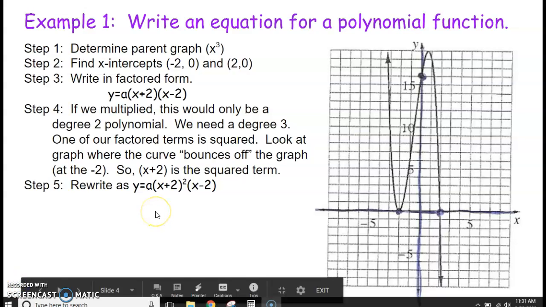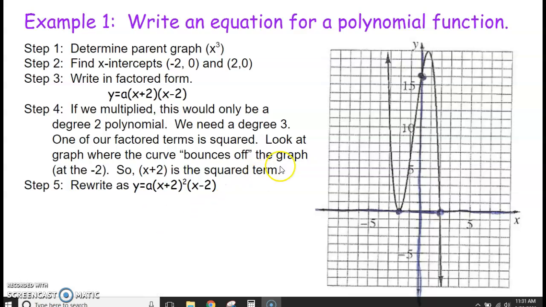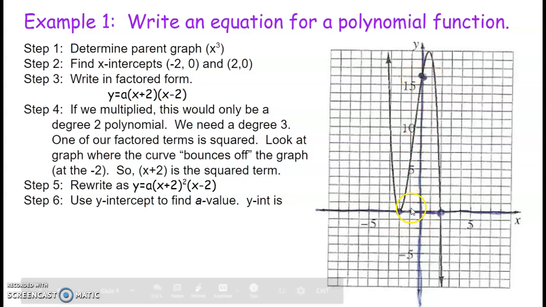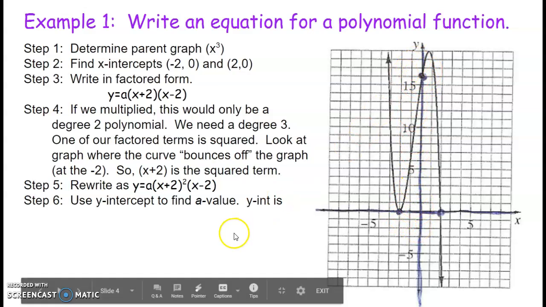So the next thing we're going to do is find the a value. To find the a value, we need to take a point that's on the graph that is not one of the x-intercepts. And a lot of times the best thing to use is the y-intercept. So in this case, here's our y-intercept, left, right, nothing, up 16. So my y-intercept is 0, 16.